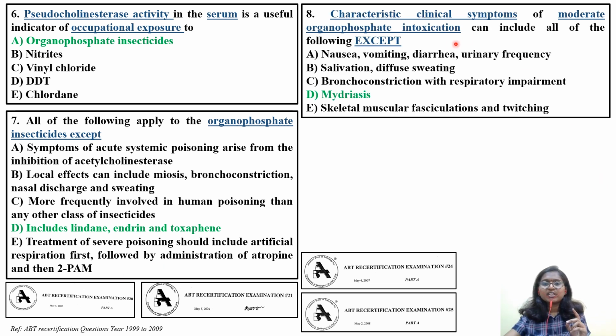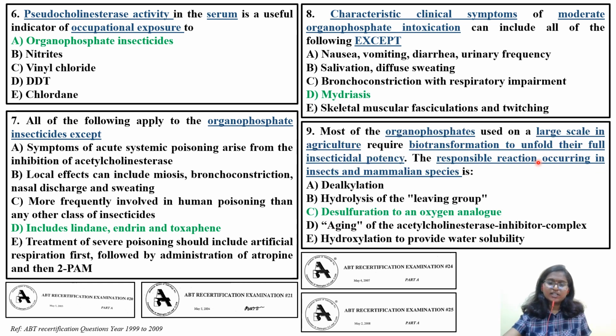Okay, next question number 8. Characteristic clinical symptoms of moderate organophosphate intoxication can include all of the following except mydriasis. If you remember the table, it is not mydriasis, it is miosis. The rest of the things are all caused by organophosphate, like nausea, vomiting, diarrhea, cholinergic syndrome, urinary frequency, incontinence, salivation, diffuse sweating, this is perspiration. Bronchoconstriction and respiratory impairment, skeletal muscular fasciculation and twitching, effect on CNS and PNS we have seen, it is affecting.